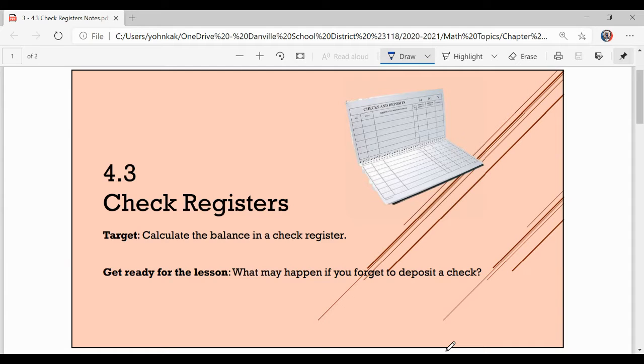Hey kids, welcome to section 4.3, check registers. Today we're going to calculate the balance in a check register.